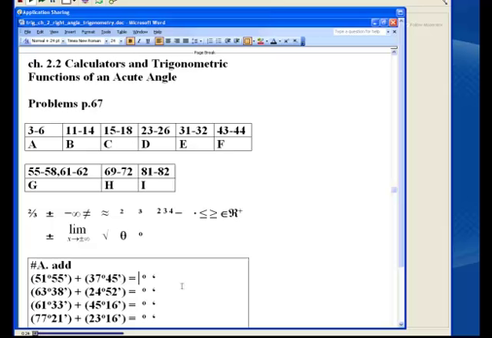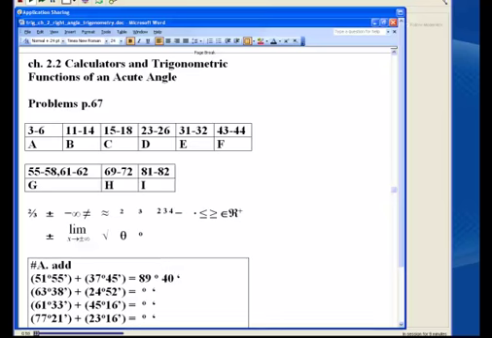We add the degrees and minutes separately, so 51 plus 37 is 88. Then 55 minutes plus 45 minutes is, of course, 100 minutes, and that rolls over. It's going to be 1 extra degree and 40 minutes, 1 extra degree because 60 minutes are in 1 degree. So it's actually going to be 89 degrees and 40 minutes.